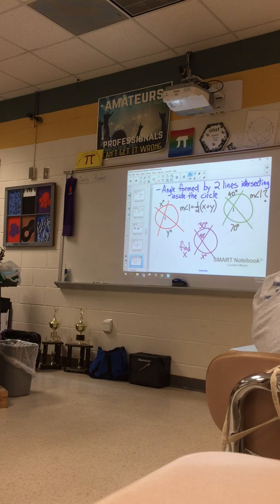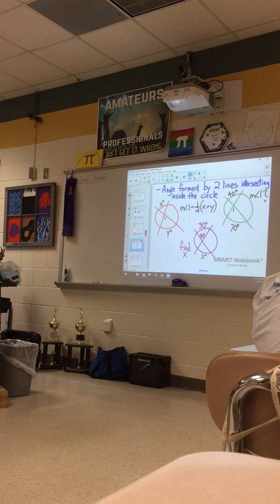Okay, angle formed by 2 intersecting lines. This angle, this interior angle, is just the average of these 2 intersected arcs. So if this is 40 and this is 70, what is the average of those 2? That's 110 divided by 2, that's 55, that would be the average. If they give you the interior angle and they ask you to find one of these arcs, just remember this is the average of 30 and this angle. So 40 is halfway between 30 and what? 50, right?